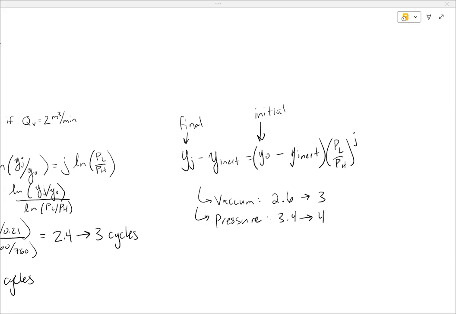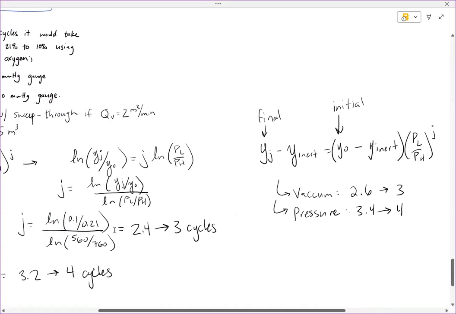And the good news here is that my conclusions were unchanged. So when I plugged in the numbers, I got 2.6 for the vacuum purge, which rounds up to 3, which is the same conclusion we got to before when I was assuming pure inert. So before I had 2.4 cycles, now I have 2.6. So slightly more because of the oxygen in the inert, but because I can only have an integer number of cycles anyway, it's still the same number.